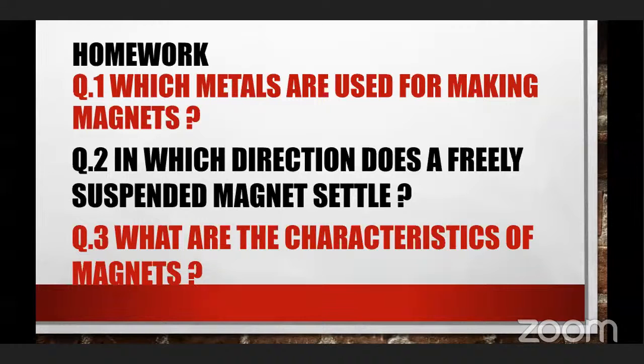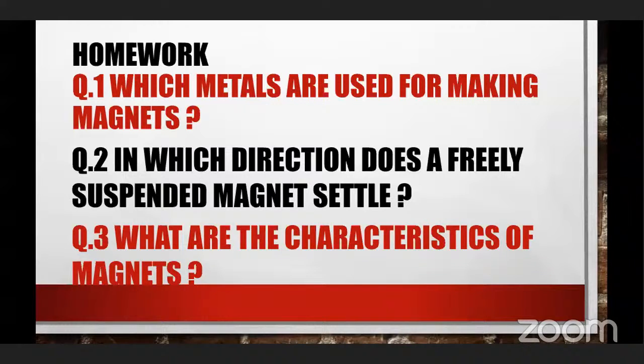And one more: like poles and unlike poles. What will happen to like poles? Like means same poles repel each other, and unlike means different poles attract each other.